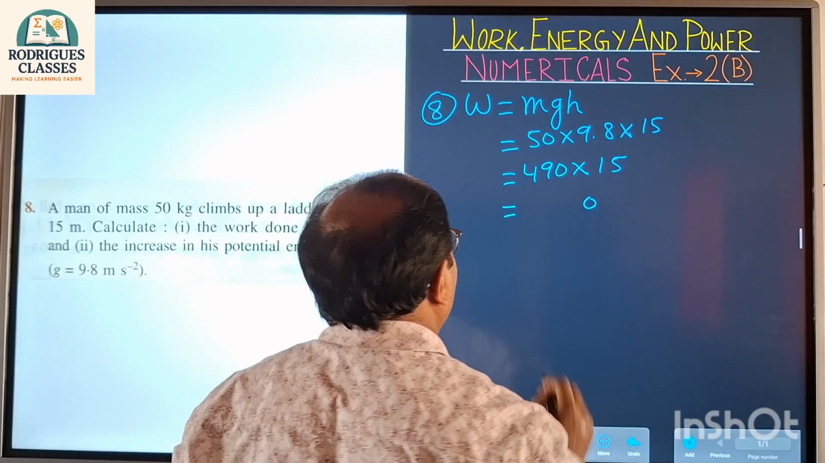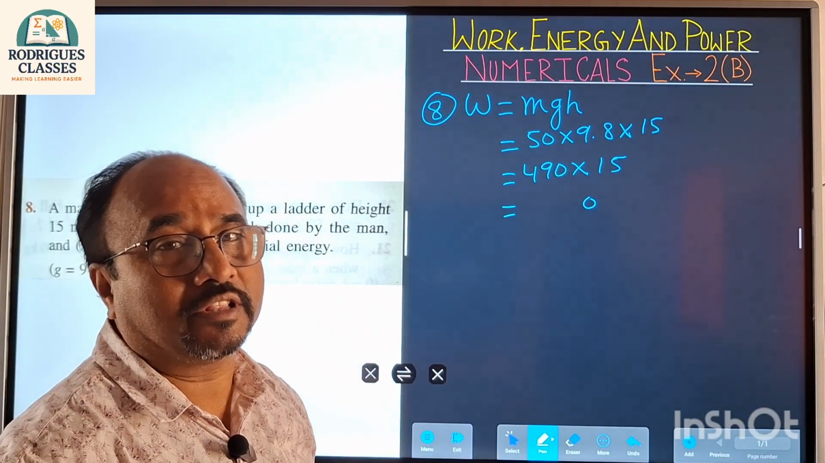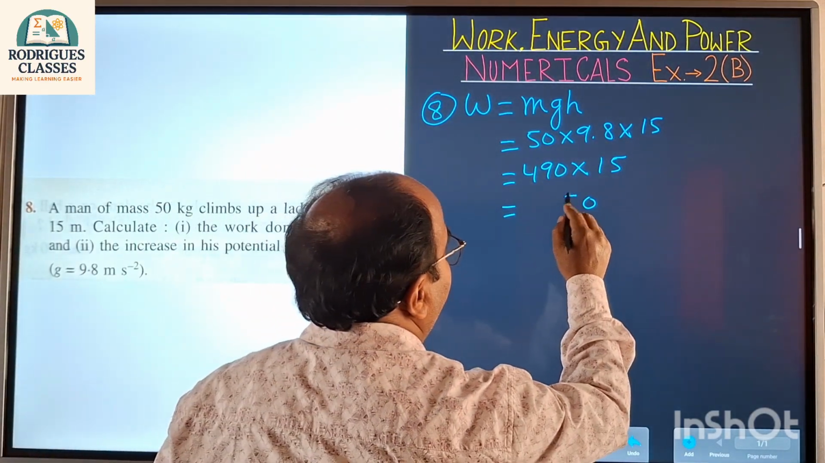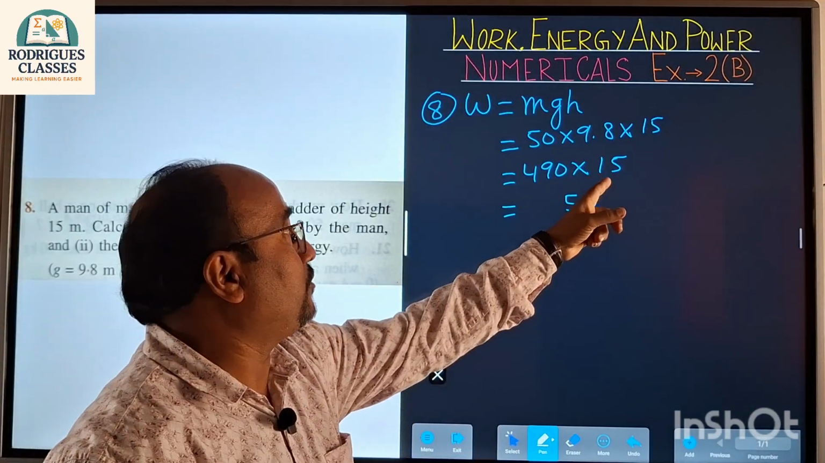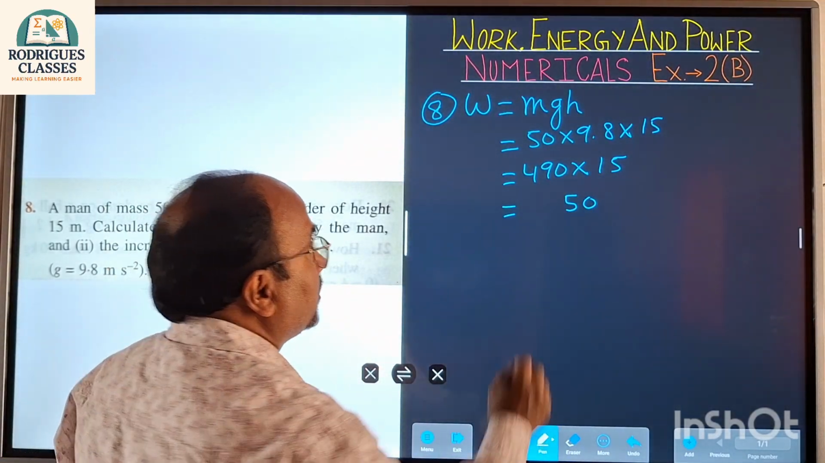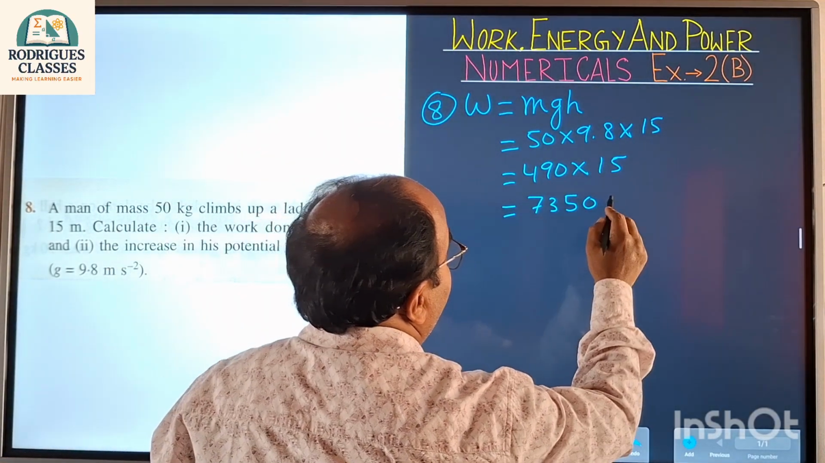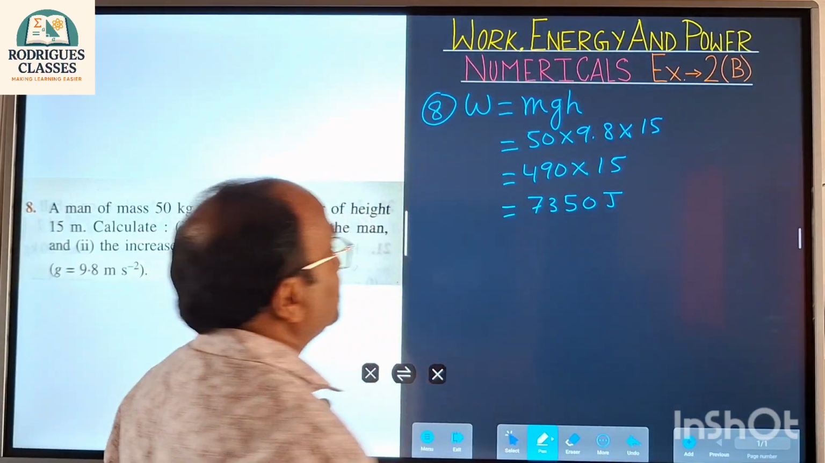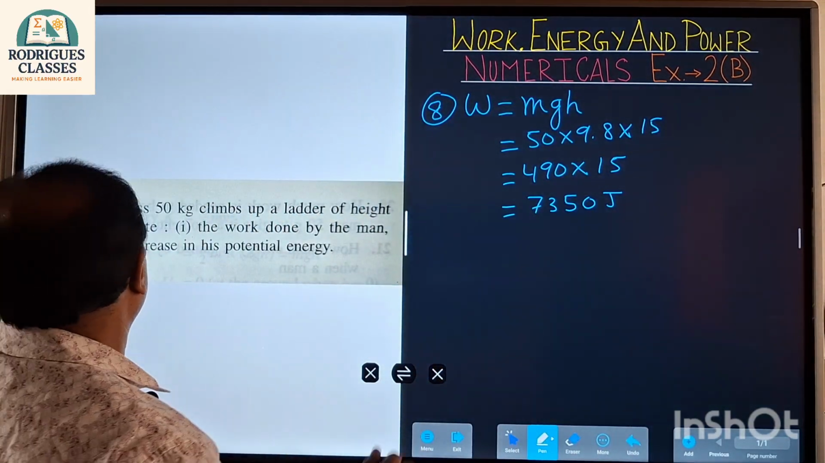So 5 zeros are 0. 5 multiplied with 9 will be 45, so 5, 4 is carry. 15 fours are 60. 60 and 13 will give you 73. So 7350 joule is the work done. This is the first part.